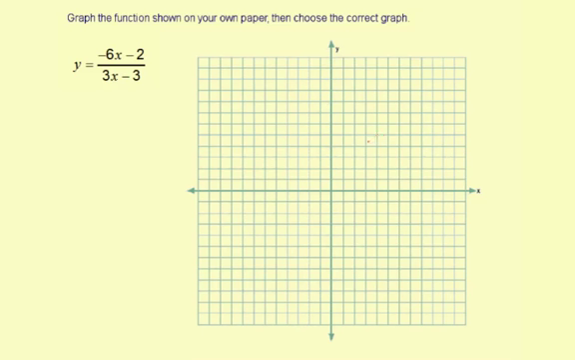Graph the function shown on your own paper, then choose the correct graph. We have y equals (-6x - 2)/(3x - 3). And when you have a rational function in this form, the first thing you want to do is find the vertical asymptote.